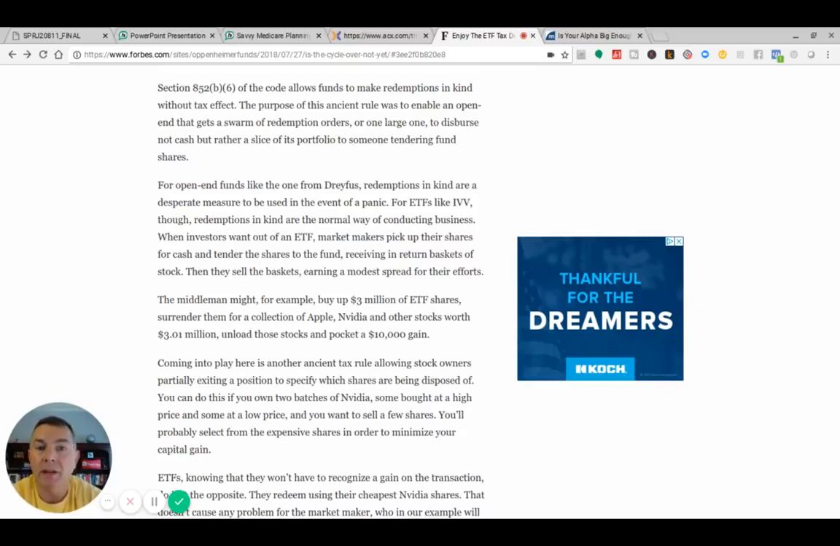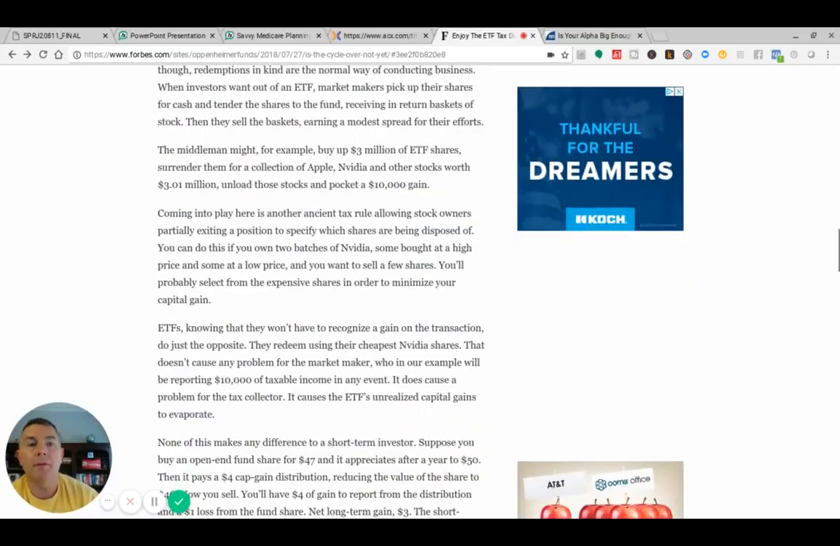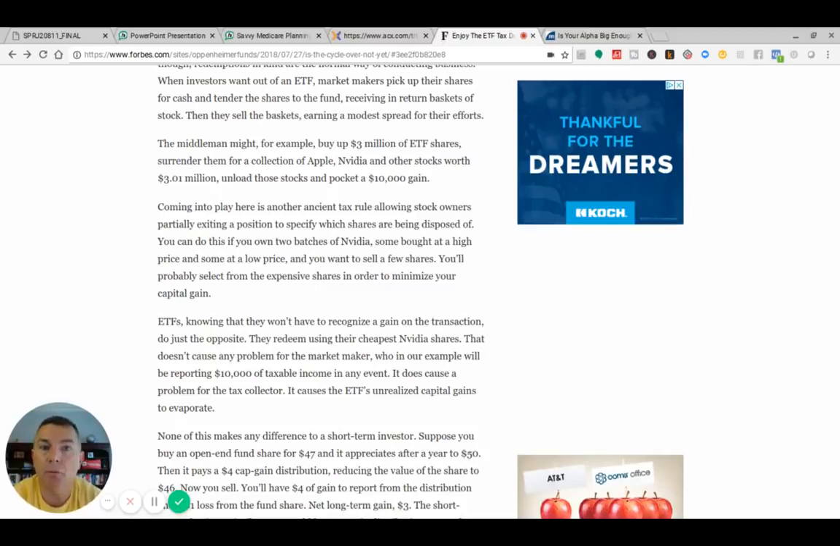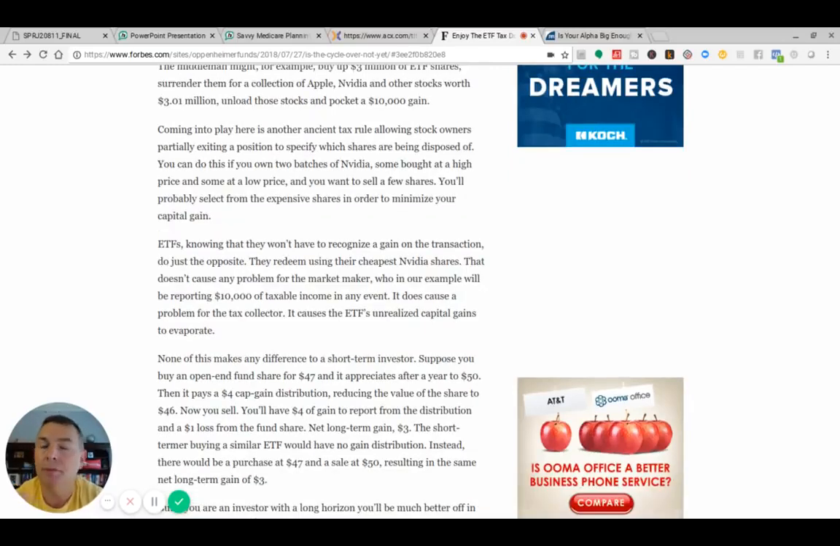When investors want out of an ETF, market makers pick up their shares for cash and tender the shares to the fund, receiving in return baskets of stock. They then sell those baskets, earning a modest spread for the efforts. The middleman, for example, might buy 3 million of ETF shares, surrender them for a collection of Apple, NVIDIA, and other stocks worth 3.01 million, unload those stocks and pocket a $10,000 gain. Coming into play here is another ancient tax rule allowing stock owners partially exiting a position to specify which shares are being disposed of. That's called a specific identification. You're identifying which block of shares to sell as opposed to just an average.